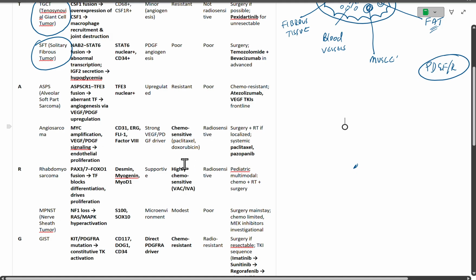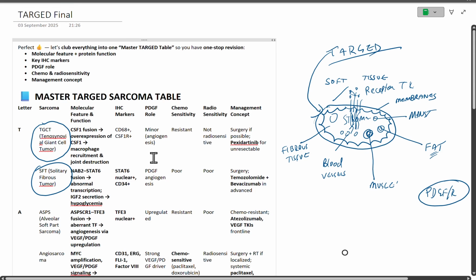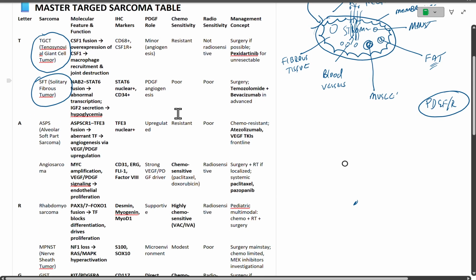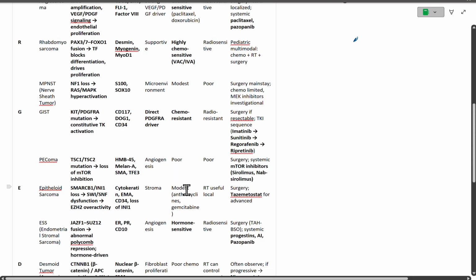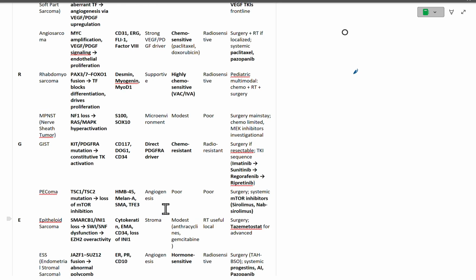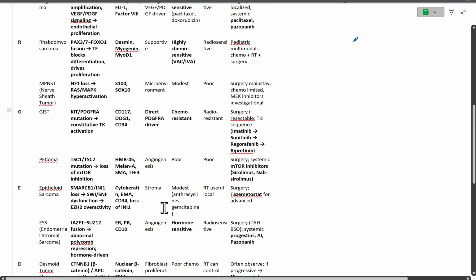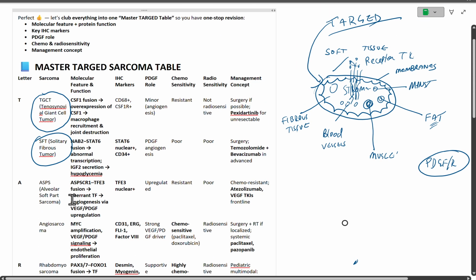docetaxel, ifosfamide, etoposide, so IE, IA, so you have different regimens for managing soft tissue sarcoma like VAC or like anthracycline gemcitabine docetaxel. Okay, so you have to understand the concept and then choose the treatment. If it is a KIT platelet derived growth factor, if it is a PDGFRA, so let's take it one by one.